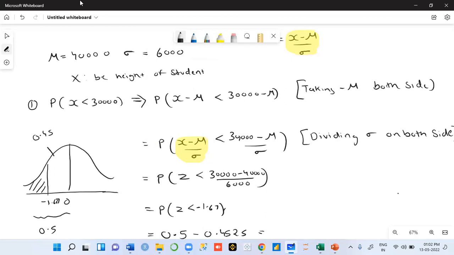Anisha, for you, 30,000 minus 40,000 divided by 6,000. How much is the answer? Minus 1.67, sir. You check the probability for minus 1.67, how much is it? Check in the table.